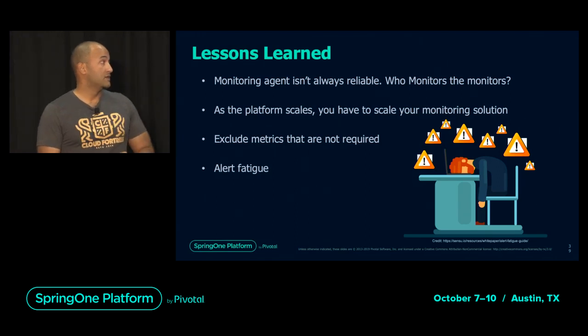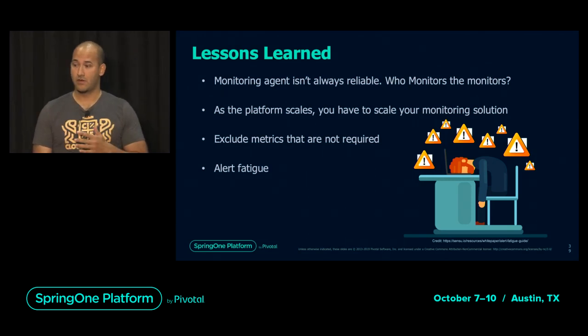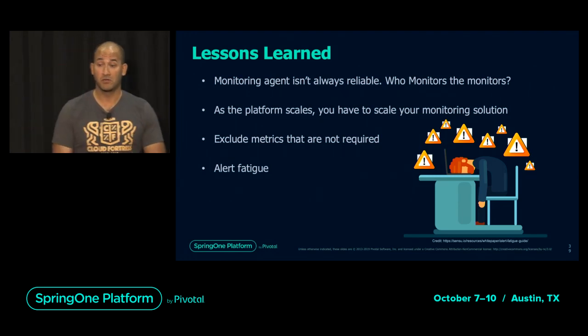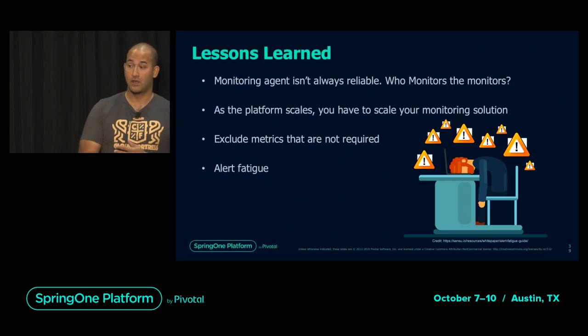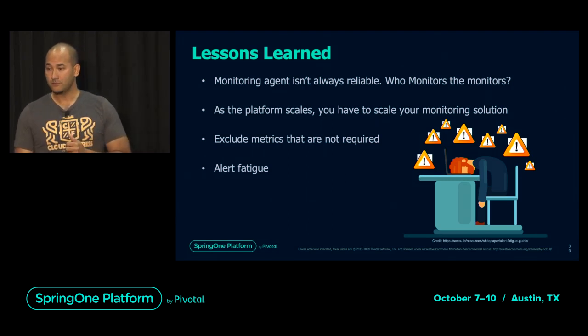The next point is, as the platform scales, you have to scale your monitoring solution. We quickly came to realize that as our non-production environment scaled, we were sending tens of thousands of metrics out to our monitoring solution. Some of the metrics we didn't really consume, weren't charting, weren't alerting on, not even monitoring on. So through help with our vendor, we've excluded those metrics that are not required.